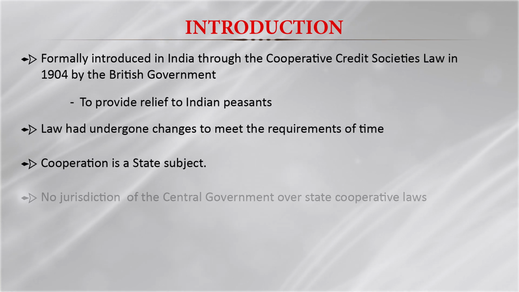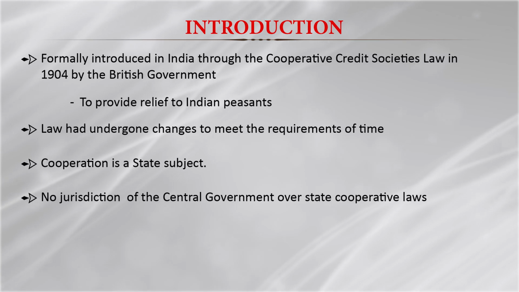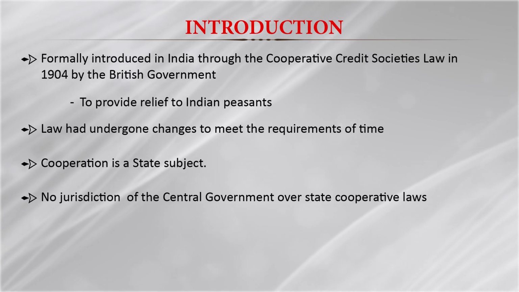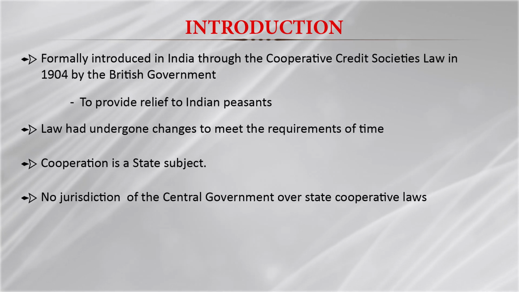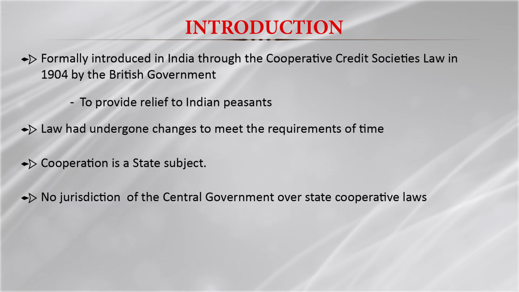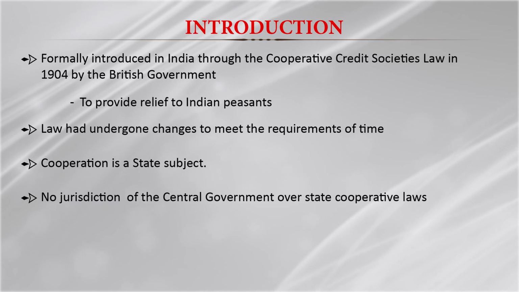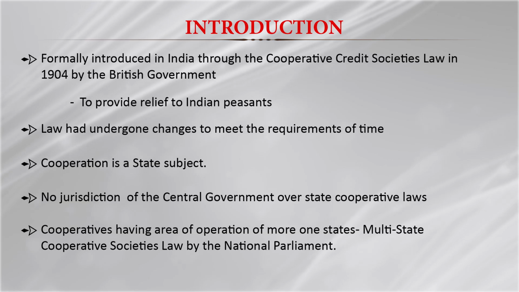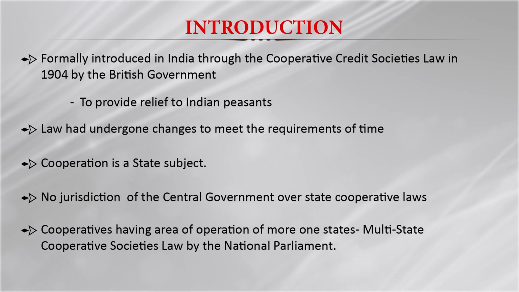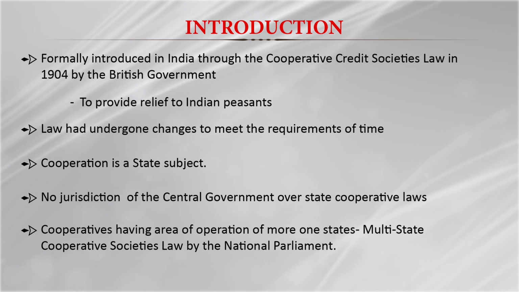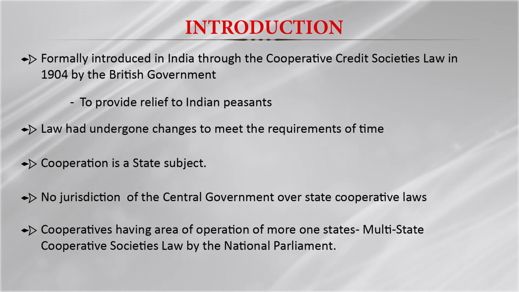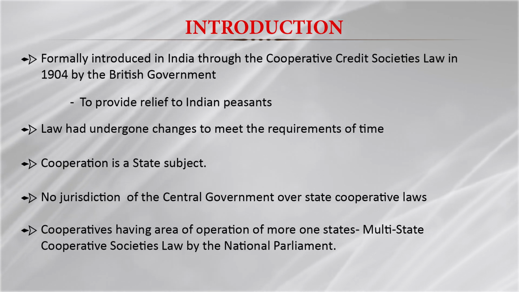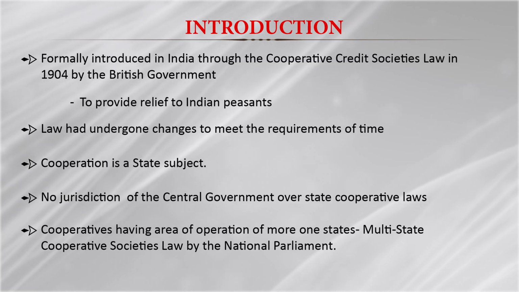There is no jurisdiction of the central government over the functioning of the state cooperatives. They cannot direct the state cooperatives, and can simply guide them and give some suggestions. Many cooperative societies have their area of operation in more than one state, and for those we have the multi-state cooperative societies law, which has been passed by the central government, by the parliament.